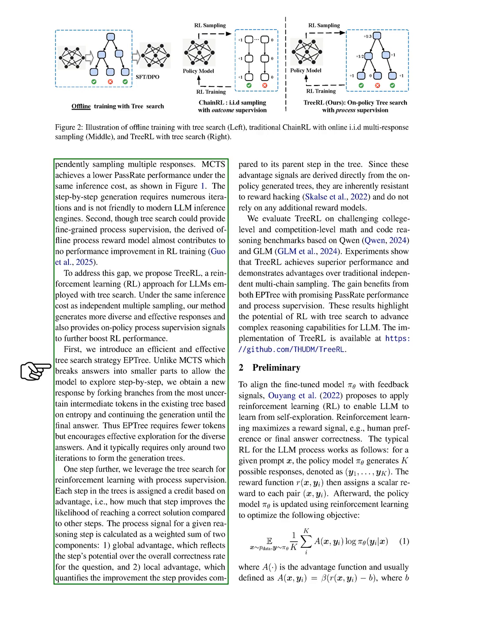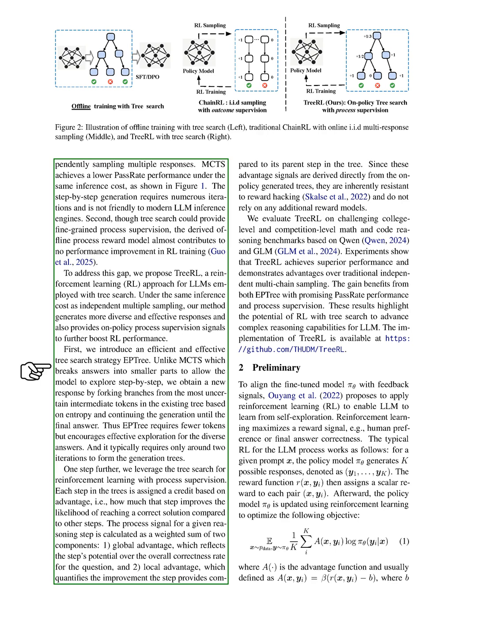Second, while tree search can offer detailed supervision, the offline reward models derived from it do not significantly improve RL training performance. To bridge this gap, we propose TreeRL, a new RL approach for LLMs that incorporates tree search. Our method generates more diverse and effective responses while providing on-policy supervision signals to enhance RL performance, all within the same inference cost as independent sampling.